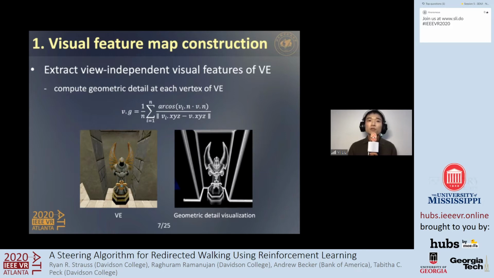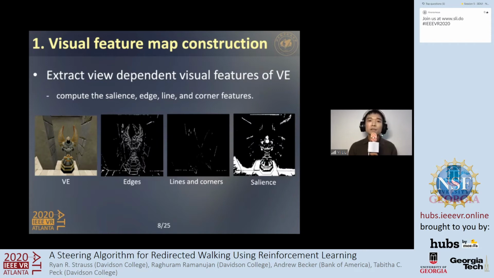In the first step, we quantify geometric detail at each vertex of the VE. The geometric detail for a vertex is computed as the average normal gradient over the neighboring vertices. Here is a visualization of the computed geometric detail. Geometric detail is view independent as it does not depend on the user view. In order to estimate offline visual features that depend on the user view, we define a set of viewpoints that samples uniformly all possible user viewpoints.